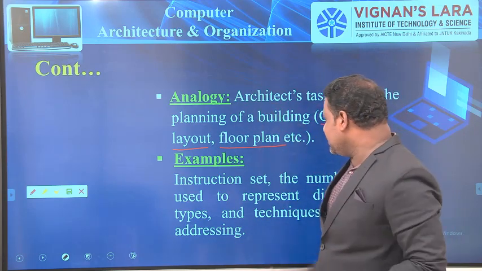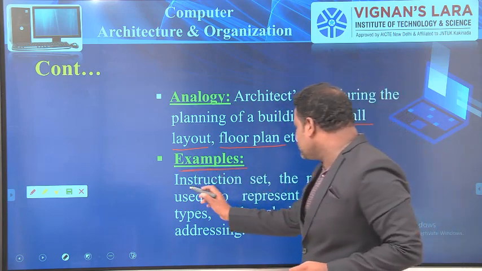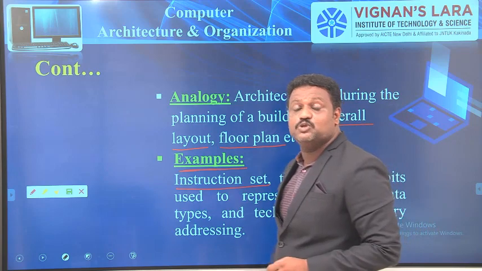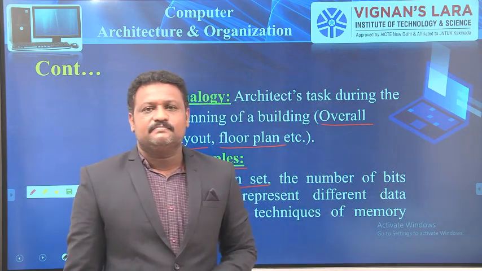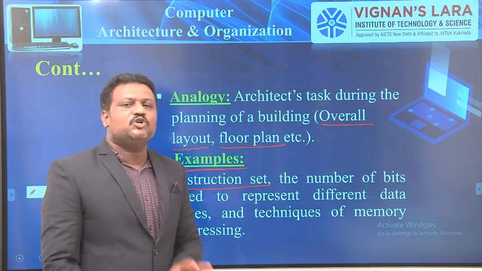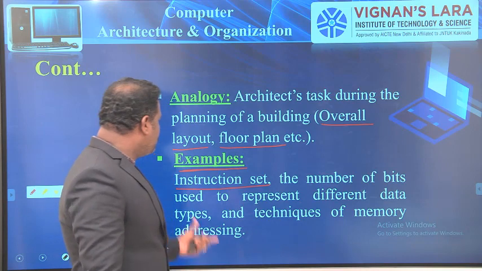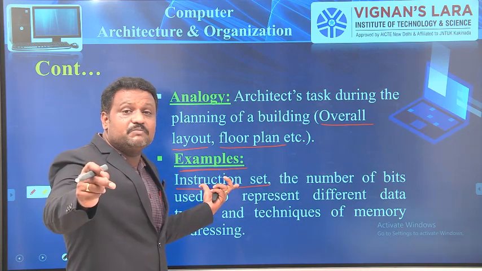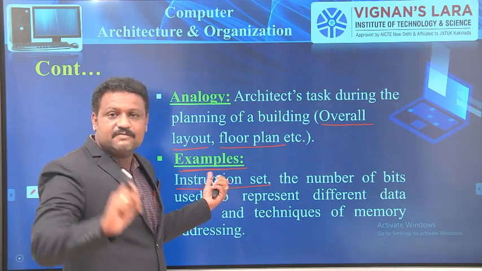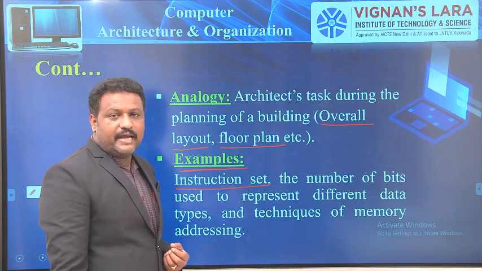To understand that, I can use certain examples for computer architecture. In that, the first example is the instruction set. It is very, very important. What are the different operations our system can perform? The operations performed by your computer system purely depend on the instructions that the computer must have in its instruction set. So this is the first architectural attribute.